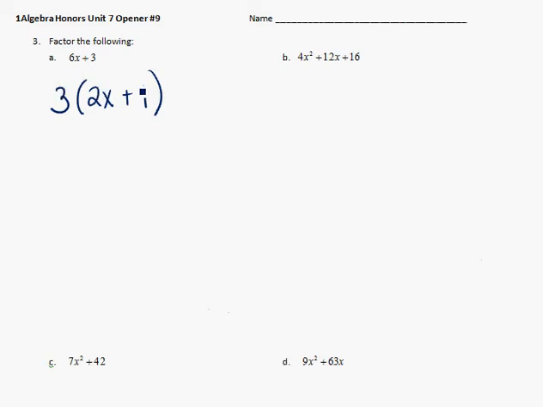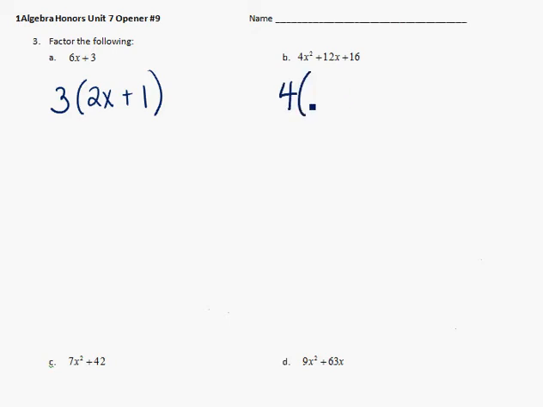As we move on to part B, we're going to think about this the same exact way. We'll look at all three terms in the expression, 4x squared, 12x, and 16, and come up with something that goes evenly into all three of those terms. Well, 4 is the biggest thing that goes evenly into 4x squared, 12x, and 16. So I'm going to go ahead and put that in front.